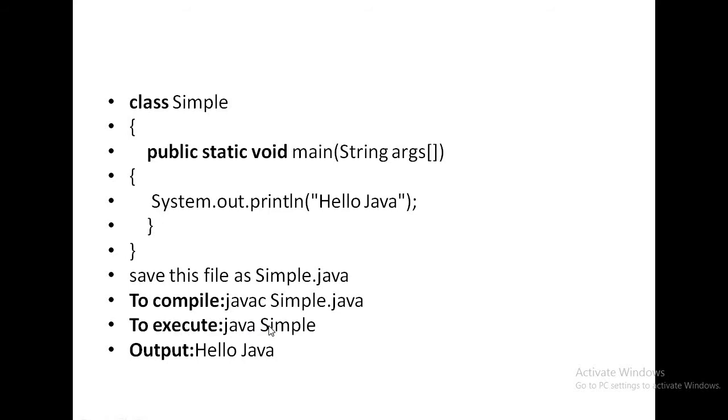java filename. Since the file name is Simple, here I am writing Simple. So for compilation, javac Simple.java. For execution, java Simple. If my program does not contain any error, the output is hello Java. Since here I am printing just hello Java, the output is hello Java. So must remember, for compilation, javac filename.java. For execution, java filename.